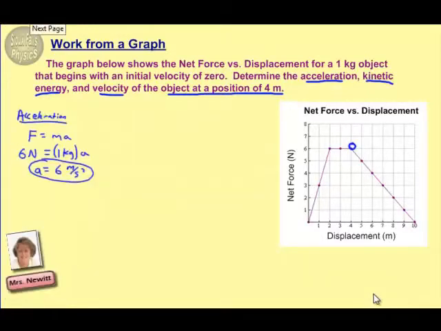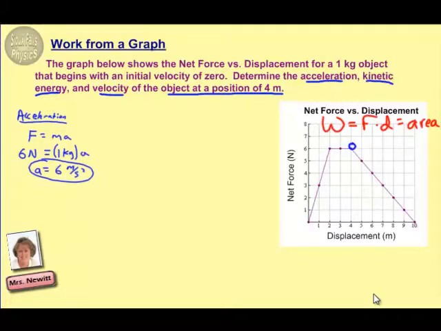So that's the acceleration. Now the next two, kinetic energy and velocity, are very closely related to each other. Basically, when we see this graph, remember from our definition of work, work is equal to force multiplied times distance or displacement. And in this particular case, we have those two things on the axes of our graph. So just as a reminder, anytime you see two things multiplied together on a graph, that indicates the area of the force versus displacement graph.